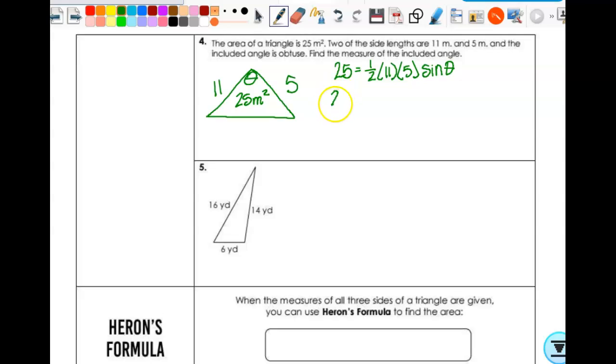So that means I get 25 divided by 1/2 times 11 times 5. That's equal to the sine of theta, but make sure you actually find theta. You get that theta is 65 something. Okay. Is that what your calculator gave you? Okay, the problem is it says over here the included angle is obtuse. That is clearly not obtuse.